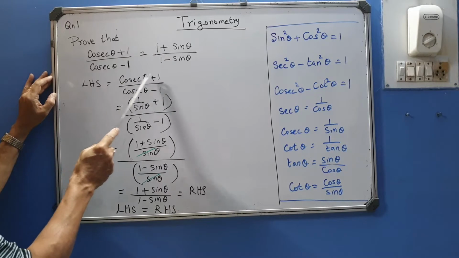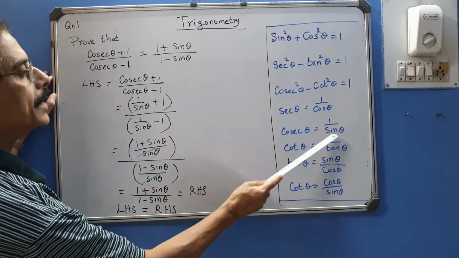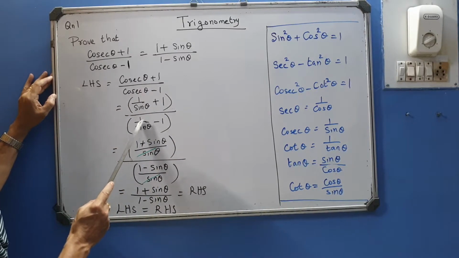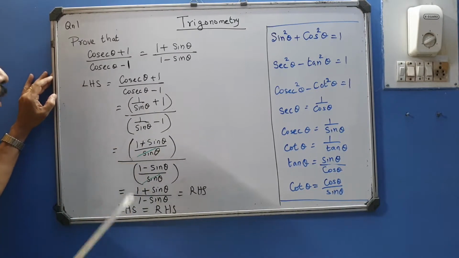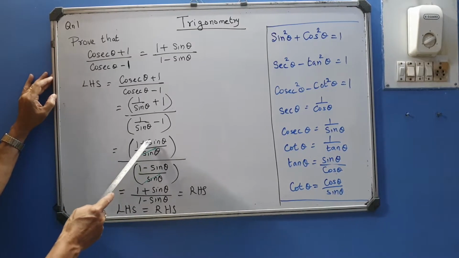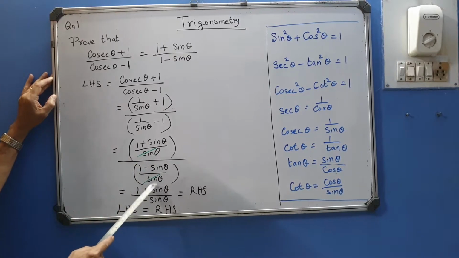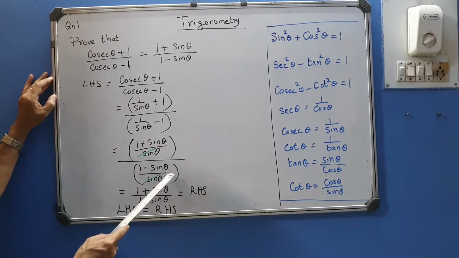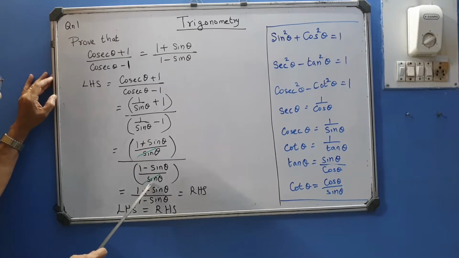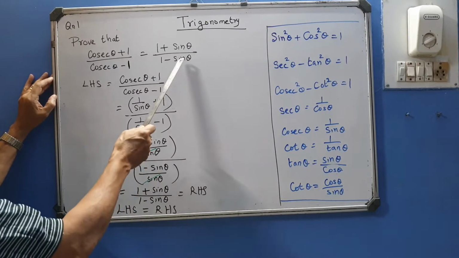This is cosec theta plus 1 divided by cosec theta minus 1. Cosec theta is 1 by sin theta, so I replace cosec theta with 1 by sin theta. Here also 1 by sin theta. Now take the LCM of the numerator. Sin theta is the LCM of the numerator, so top becomes 1 plus sin theta. In the denominator also LCM is sin theta, so top becomes 1 minus sin theta. The common denominator gets cancelled, so sin theta gets cancelled. So you get 1 plus sin theta divided by 1 minus sin theta, which is our right side.